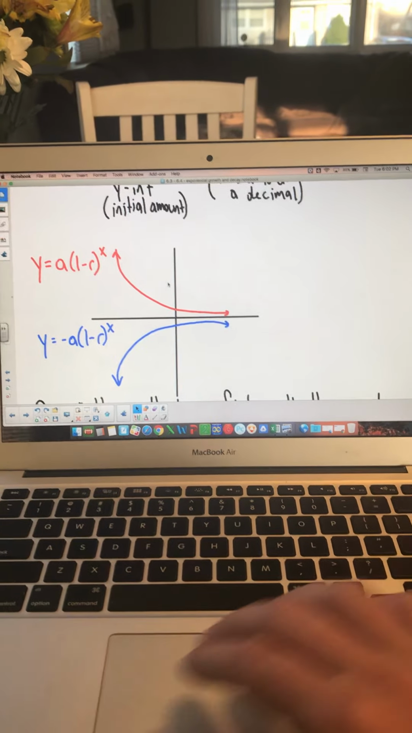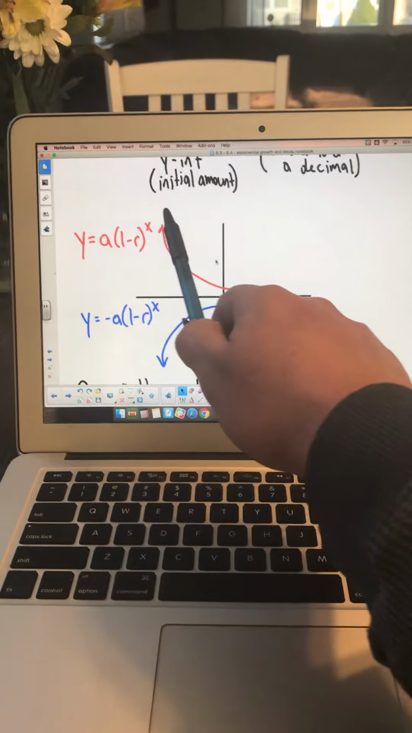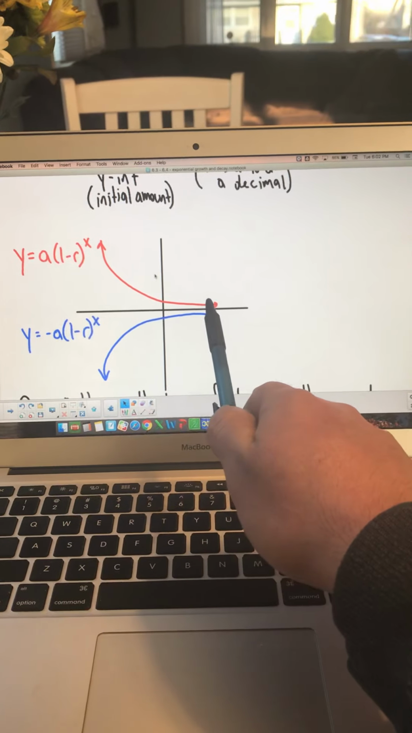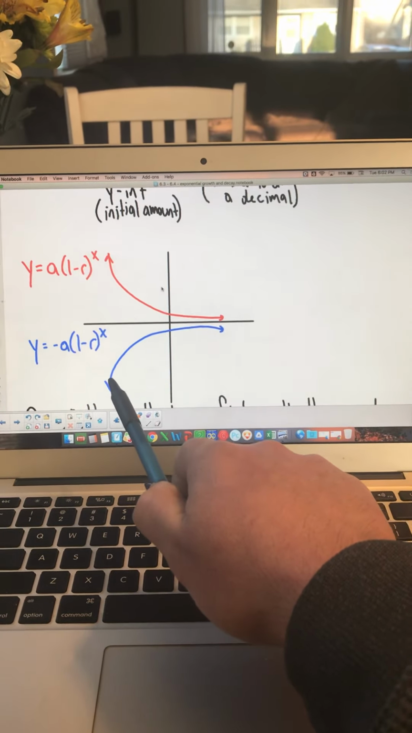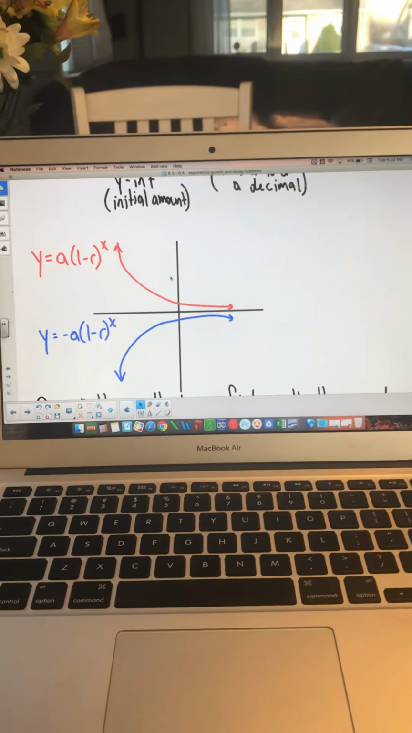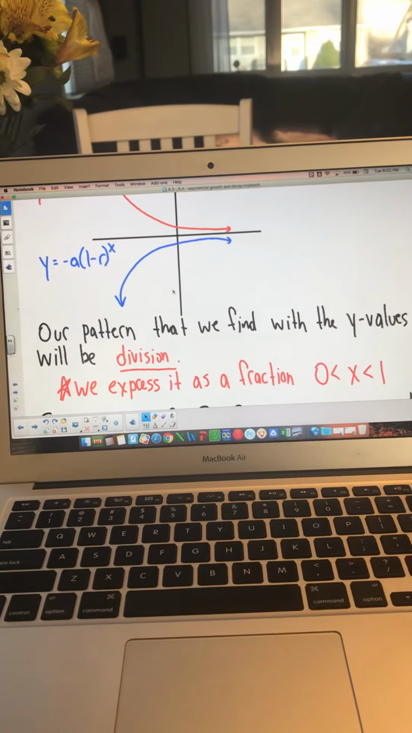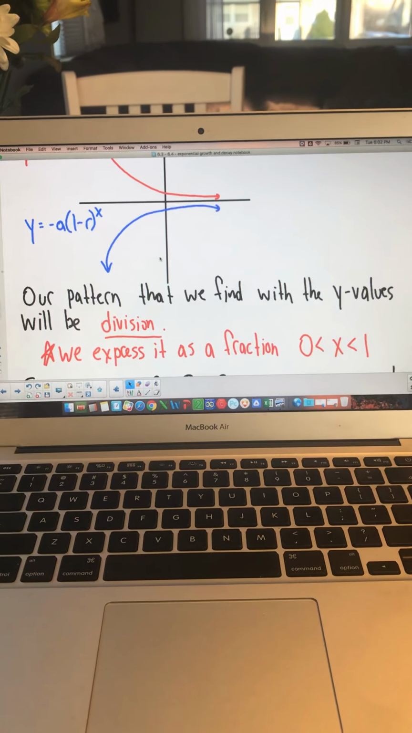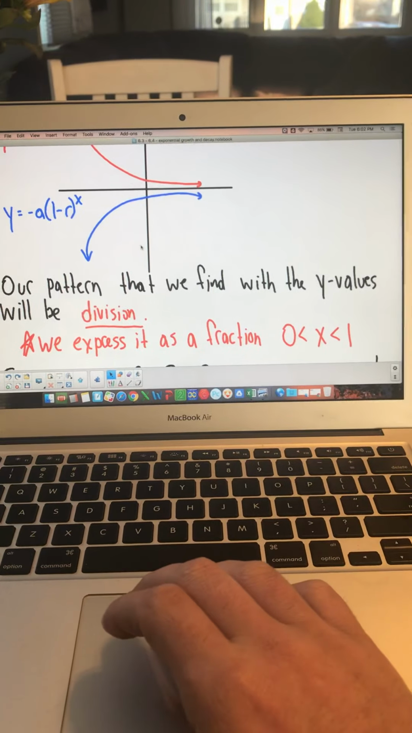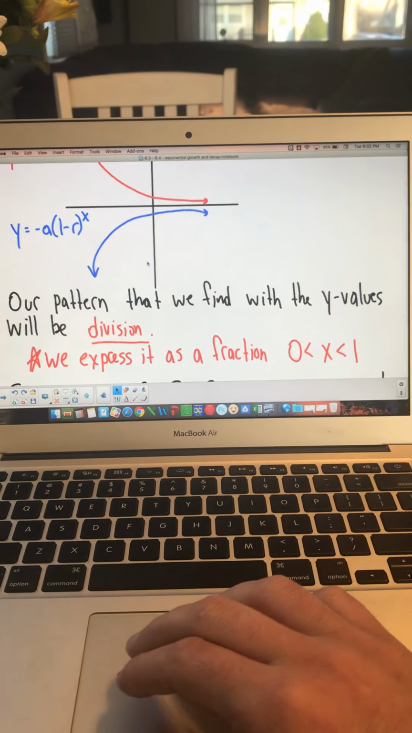Notice the way that the function curves now. It does not curve up. The y values are not rising. The y values are not increasing. The y values are decreasing. Same thing here. They are keeping that similar pattern, but because it's a negative, it's like it's mirrored. Everything else is exactly the same, but now because it's exponential decay, the pattern is going to be division. But we will not write the equation as a divided by b to the x. We're going to write it as a fraction in between 0 and 1 all the time.